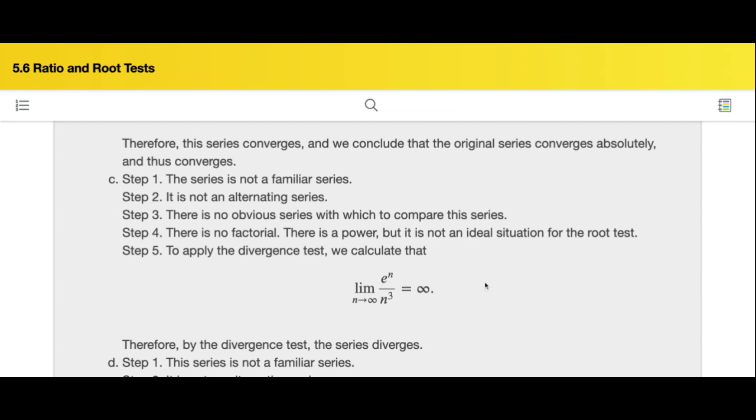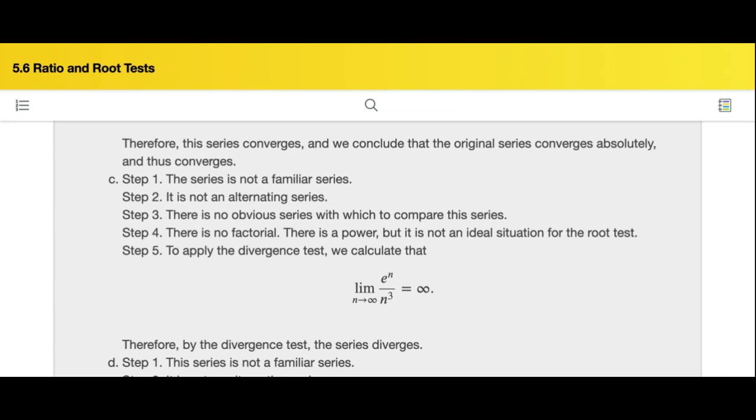So that's this one. Anyone has any questions? The intuition part of ratio and root test is unnecessary, right? Well, it's still necessary, right?